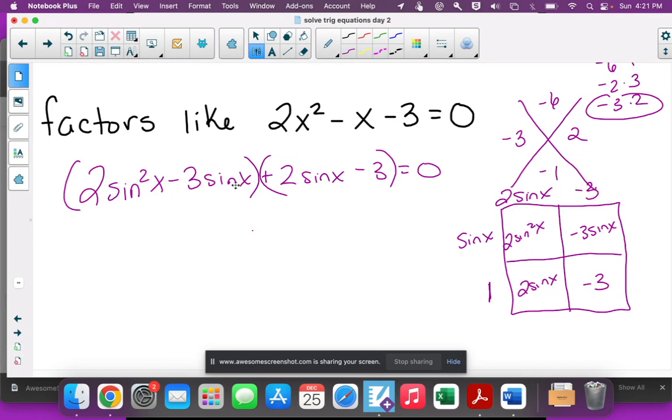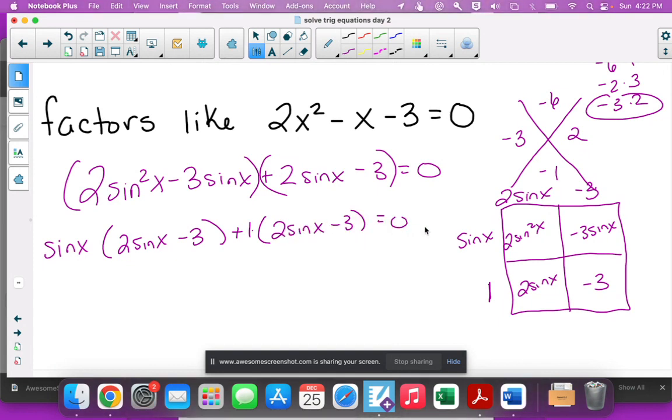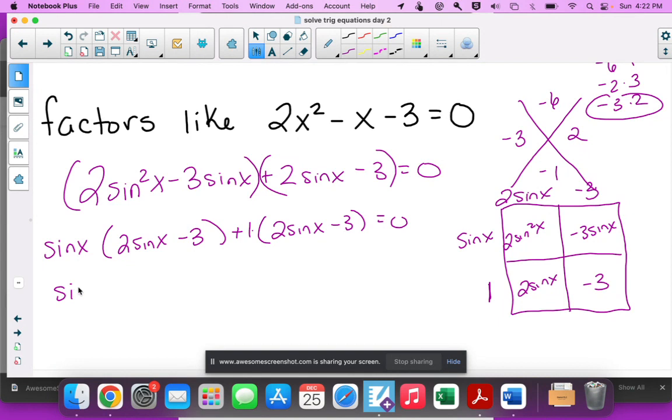You get the same thing if you factored by grouping. What do these two have in common? Just sine x, and that's going to be 2 sine x minus 3. These have nothing in common, so we take out a 1, and that's going to be 2 sine x minus 3. So either way, your answers are sine x plus 1 equals 0, and 2 sine x minus 3 equals 0. All right, solve them out.